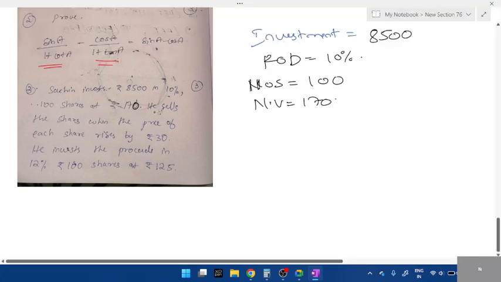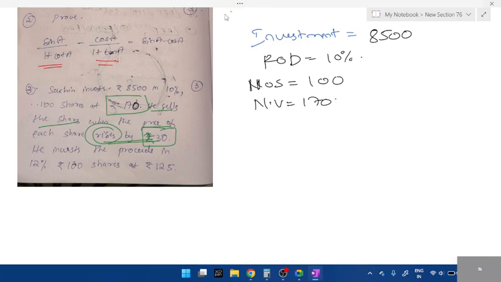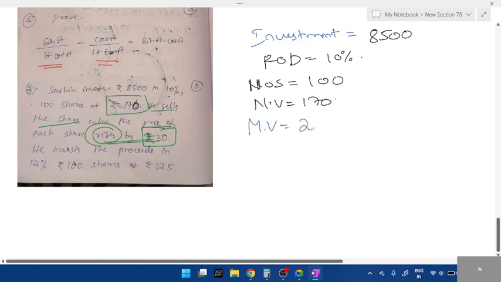Okay. Then what is given? He sells the shares when the price of each share rises by 30. So look here. In the first statement, 170 is given first and the price of each share rises by 30. What do you mean by rise, students? Addition or subtraction? Yes. It is like a premium. So what will be the market value? 170 plus 30, 200.